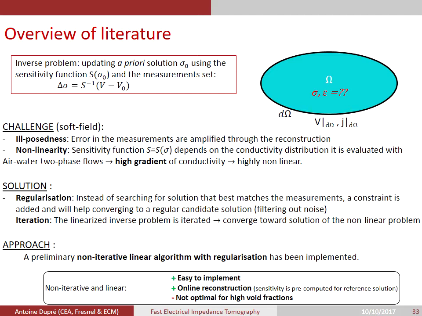The second challenge is the nonlinearity. The sensitivity function used to invert the measurements depends on the electrical properties of the object. And therefore, before we know the object, before imaging, we are using the wrong sensitivity matrix. This is particularly acute for air-water two-phase flows because we have a very high gradient of conductivity, with air being an insulating phase in a conducting phase. So it's highly nonlinear. And the solution for that is to repeat the linearized inverse problem, to iterate it, to converge slowly to the solution, and in the end, use a better candidate solution.